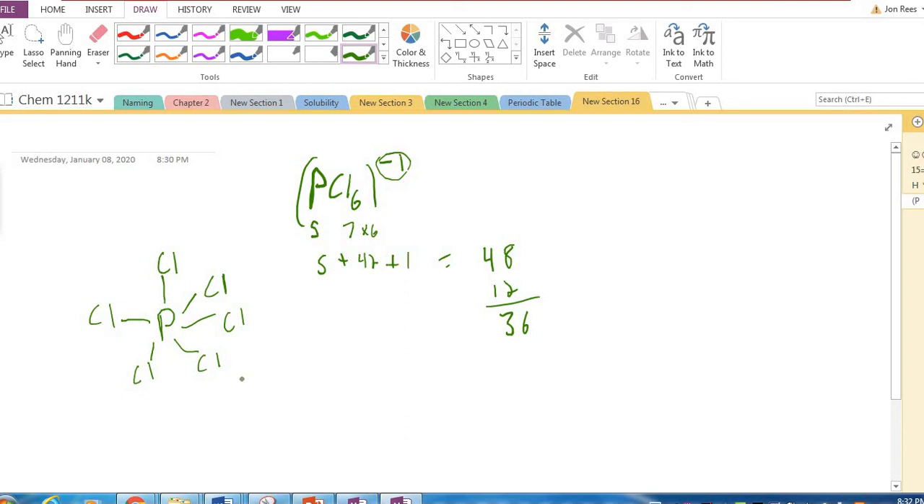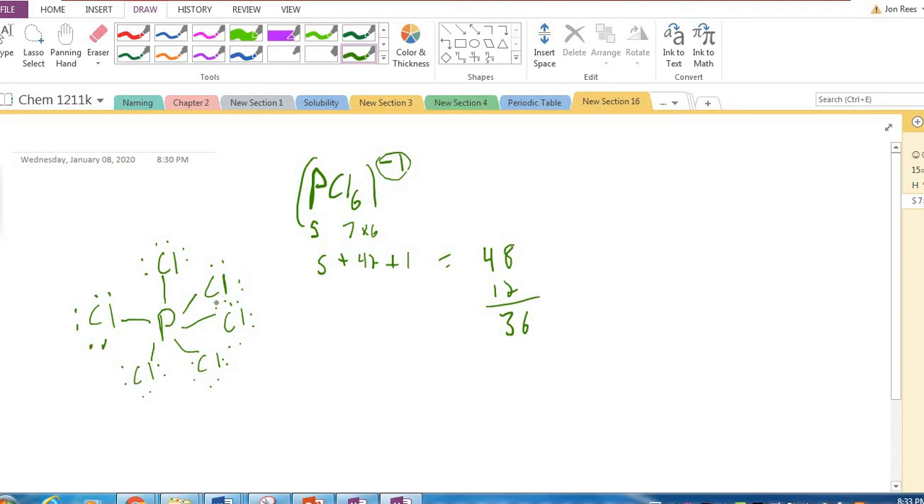Okay, so then we start adding lone pairs to the outside terminal atoms to form those octets. And so I've got 1, 2, 3, 4, 5, 6 on each of the six chlorines.